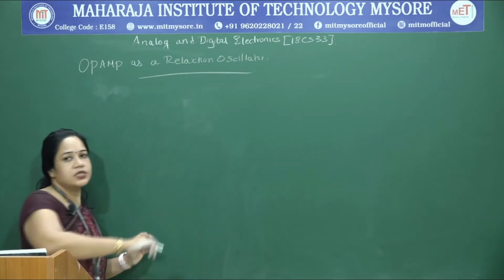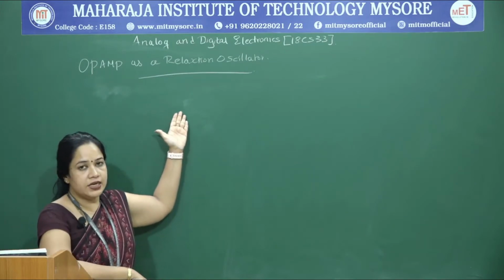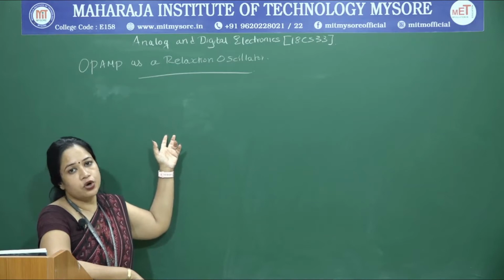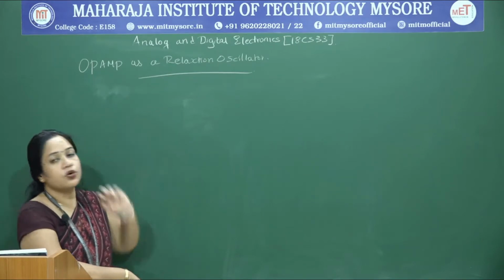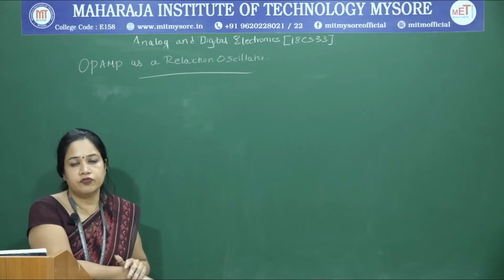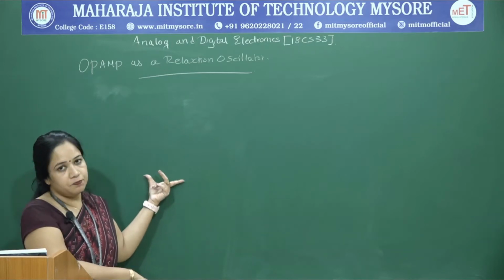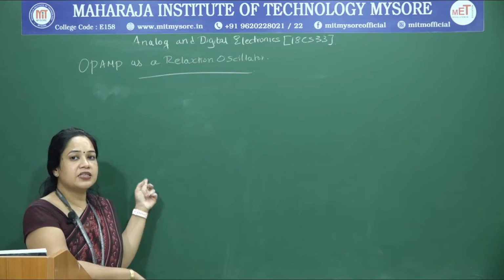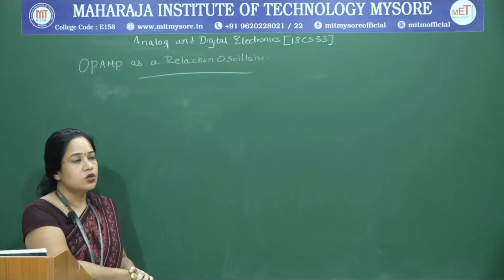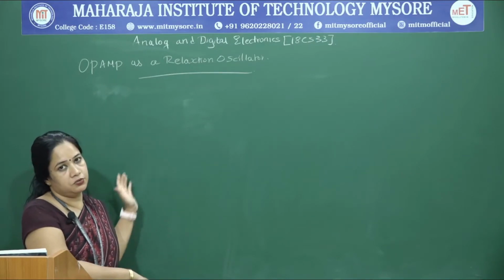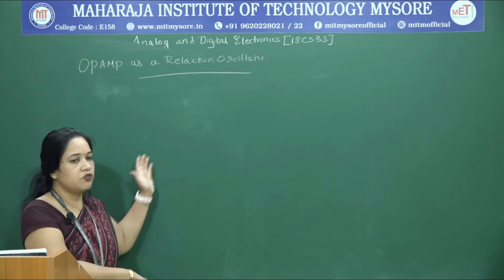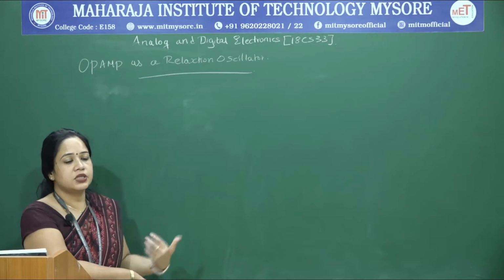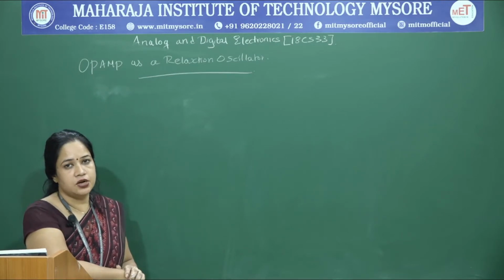So, a relaxation oscillator is a free running oscillator which produces a non-sinusoidal output. The output is going to be a non-sinusoidal waveform, and the time period is dependent on the charging and discharging of the capacitor involved in the circuit. During the charging of the capacitor, the output is at some saturation, and during discharge the output is at the other opposite saturation level.